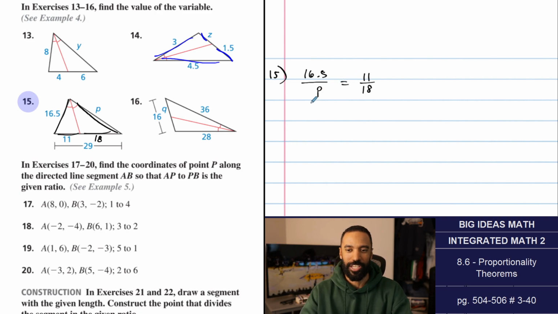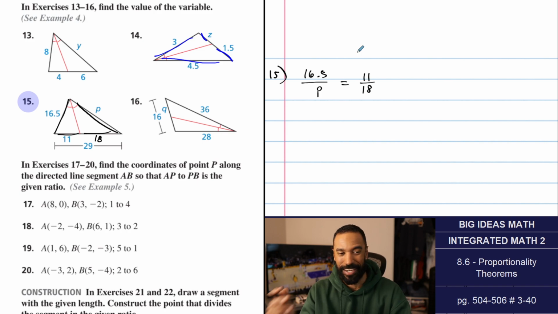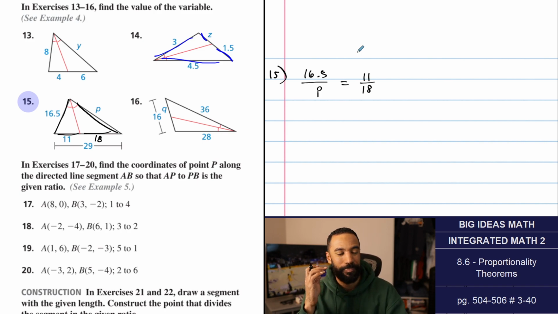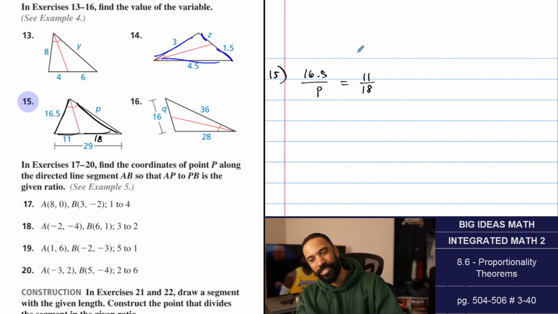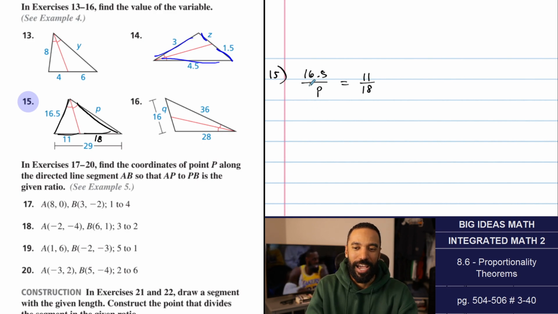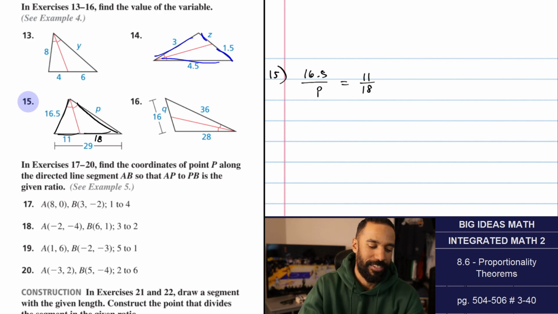But let's just make with it what we can. I regret not doing that now. I kind of want to now. Oh well, cross multiply. I don't know what 16.5 times 18 is. Let me do that.